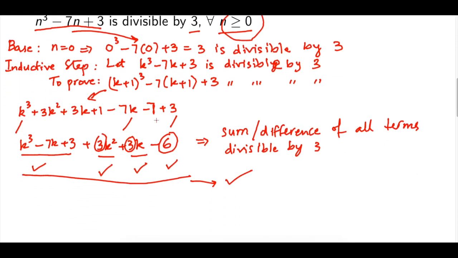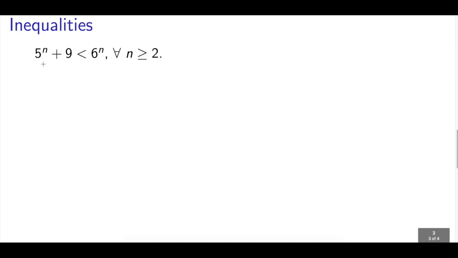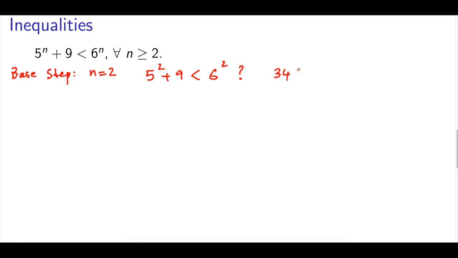Okay, now let's move on to inequalities. Now we have to show that 5 to the n plus 9 is less than 6 to the n for n greater than or equal to 2. So our base step will be n is equal to 2. Then we will check whether 5 to the 2 plus 9 is less than 6 to the 2. So 5 to the 2 plus 9 is 34, and 34 is less than 36. So the base step is now fulfilled.